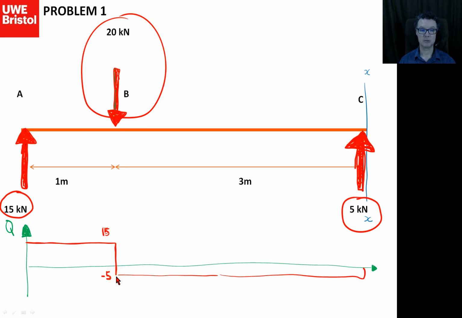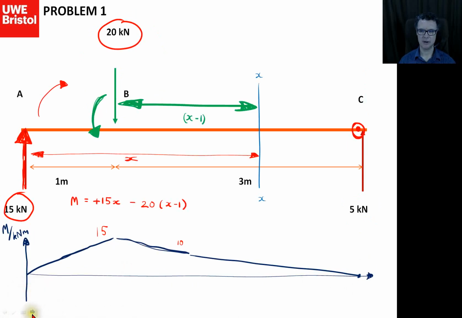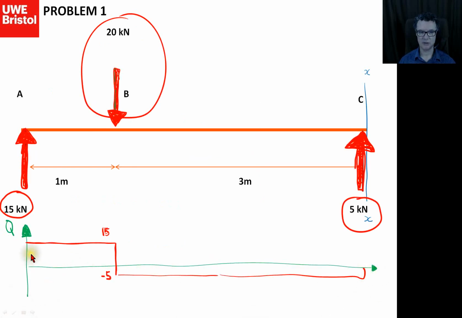15 take away 20 equals -5. Then I just keep going until I hit the 5 at the end, and then wow, I'm back at 0. The fact that I'm at 0 shouldn't surprise me, because what I've done is I've summed up all my forces in the y direction by the time I've got to the end of the bar. So when I'm at the end of the bar, I've summed up all the forces, so therefore I expect to be at 0, because I started at 0.